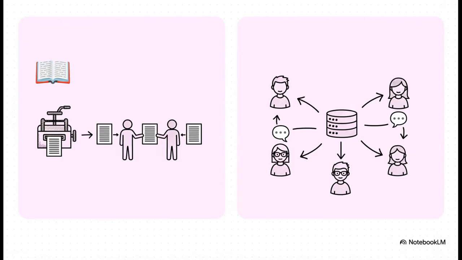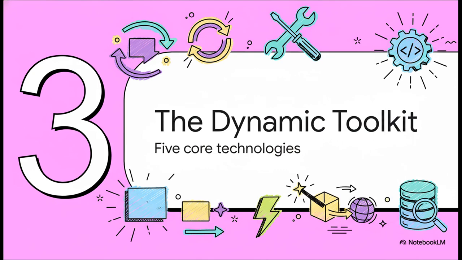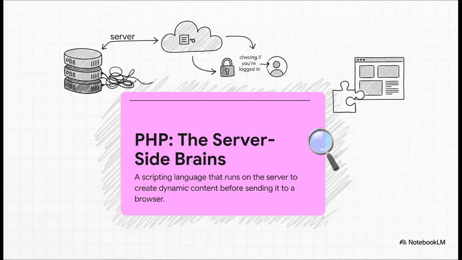And this comparison just nails the massive leap we needed to make. On the left, you've got the static web. Think of it like a printed brochure. It's the same for everybody. On the right, you have the dynamic web, which is more like a conversation. It's interactive, it's personalized. So the big question is, how did we make that jump? Well, it took a whole new set of tools, a dynamic toolkit that would learn to work together to bring websites to life.